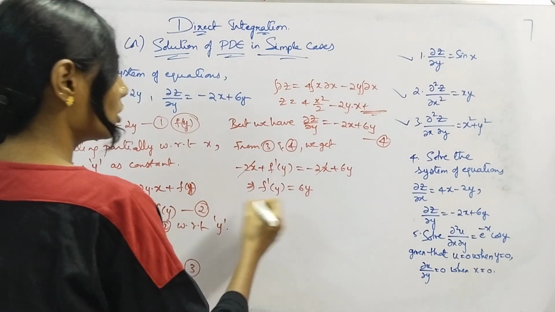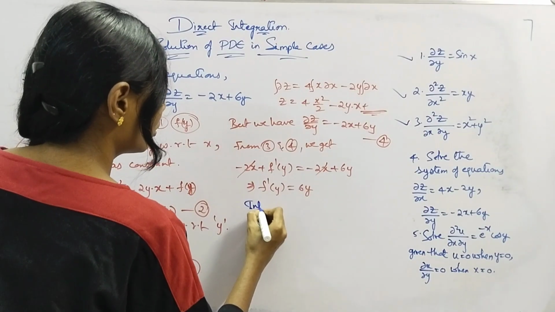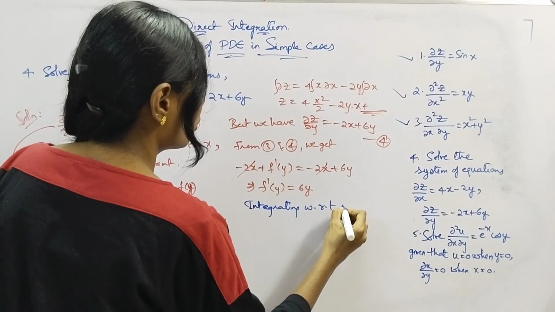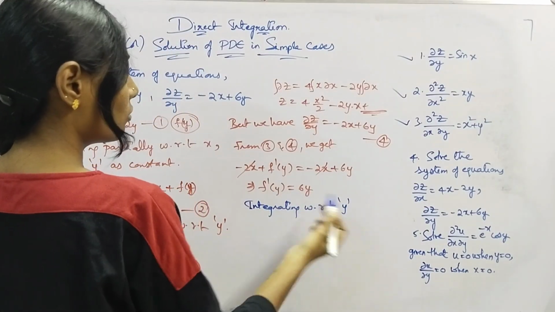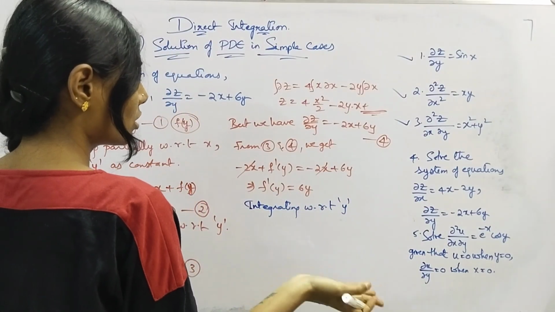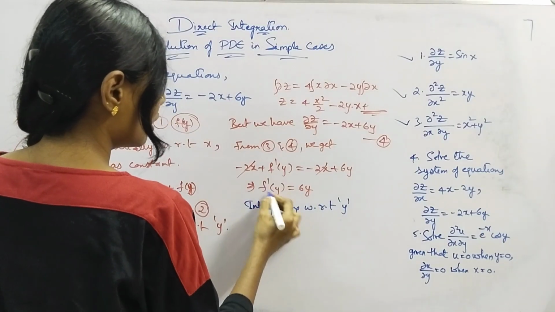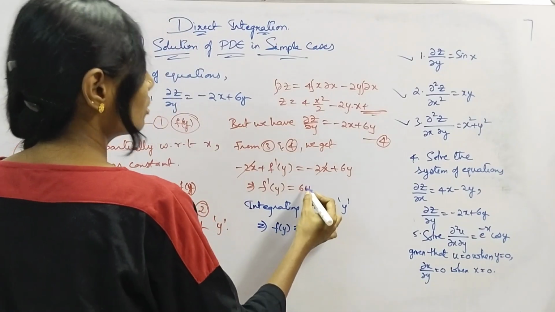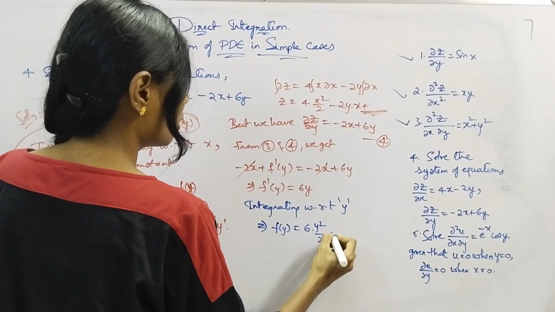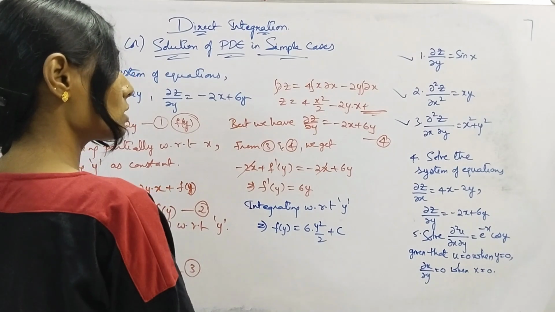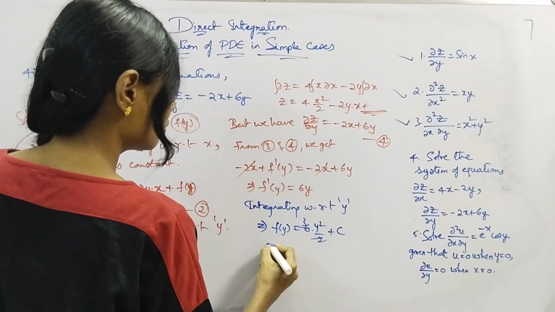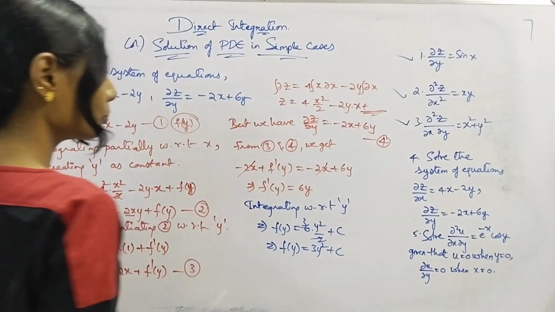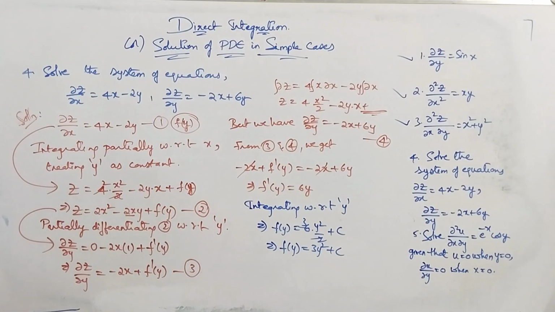Okay, so this gives us what we are going to do: integrating with respect to y, because we have everything in terms of y, we can just do it with respect to y itself, right? Then f dash of y becomes f of y equal to 6 into integral y, which is y square by 2, plus some integral constant c. You'll get f of y equal to 3y square plus c, right? Now we got the value of f of y.